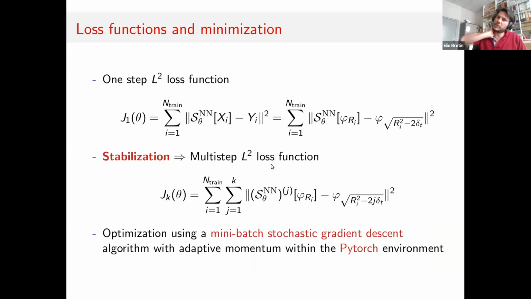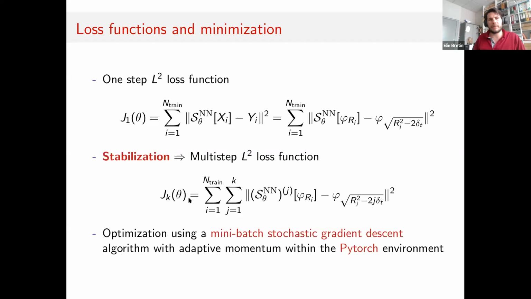So to optimize the parameters of the neural network, you minimize the L2 loss function, which is simply an L2 error on the database. And if you want to stabilize the optimization, you can also consider a multi-step L2 loss function, which consists of looking not only at one time step, but at many time steps. But it helps for the non-oriented case. And in practice, you use k equal to 5.